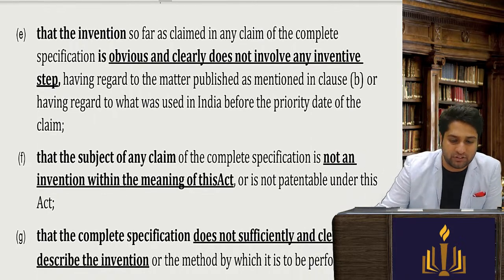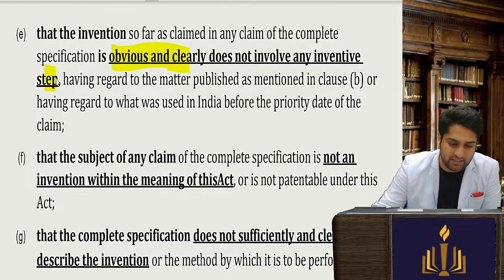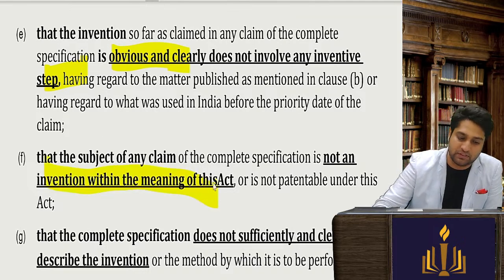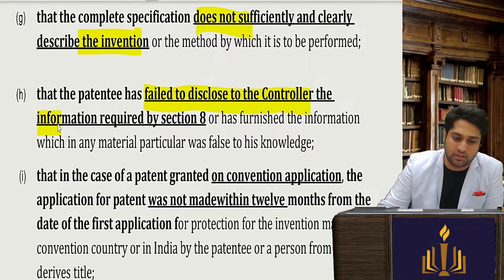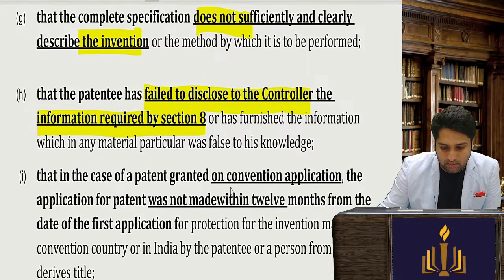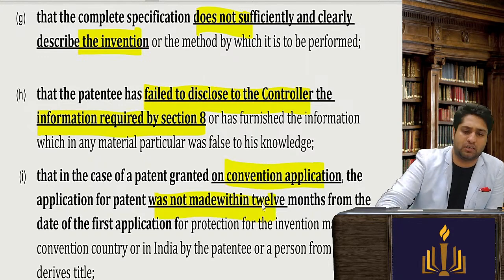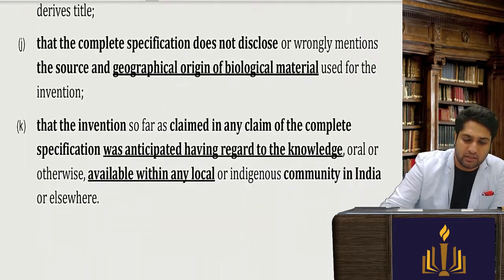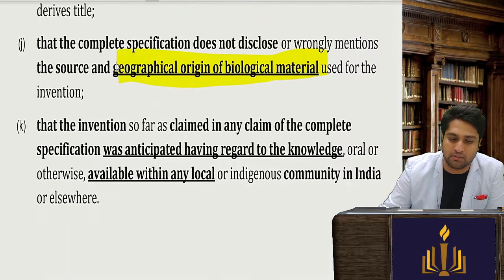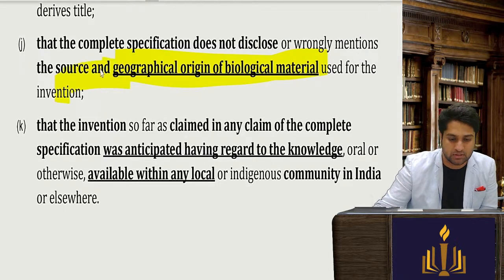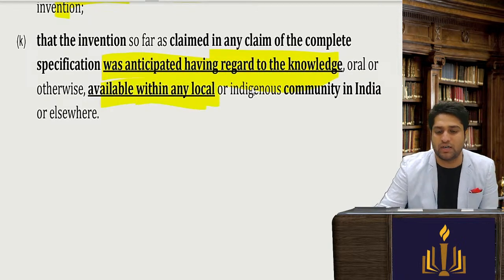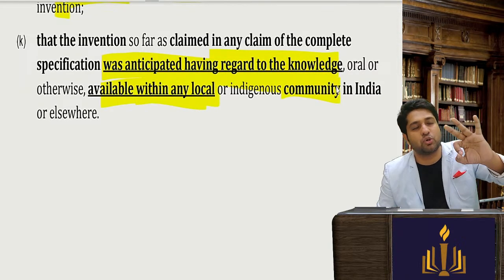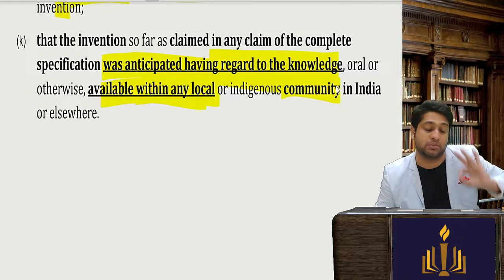Next, that the invention is obvious and does not involve inventive step. It is not an invention within the meaning of the act, does not sufficiently disclose the invention, has failed to disclose to the controller the relevant information required. In case of convention application, it is not made within 12 months. The geographical origin of the biological material is not being given, and the source. It has been anticipated in the knowledge within a local territory. Same point. So we did the grounds 3 times.